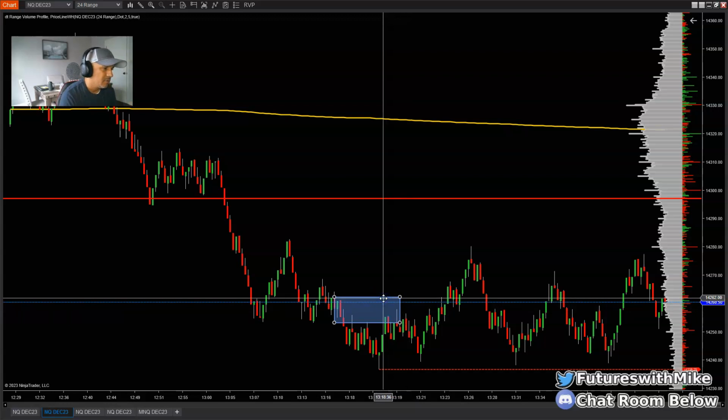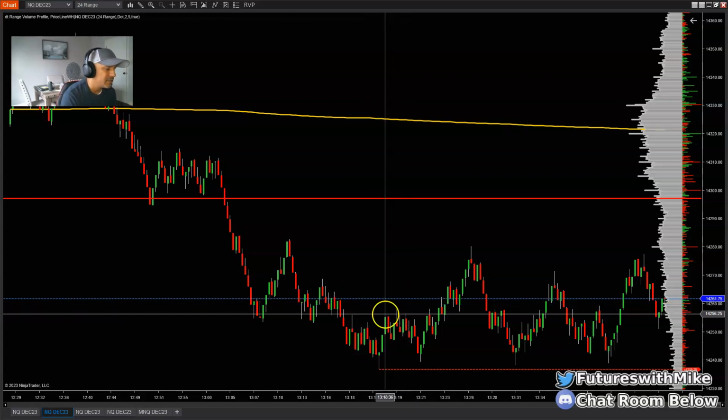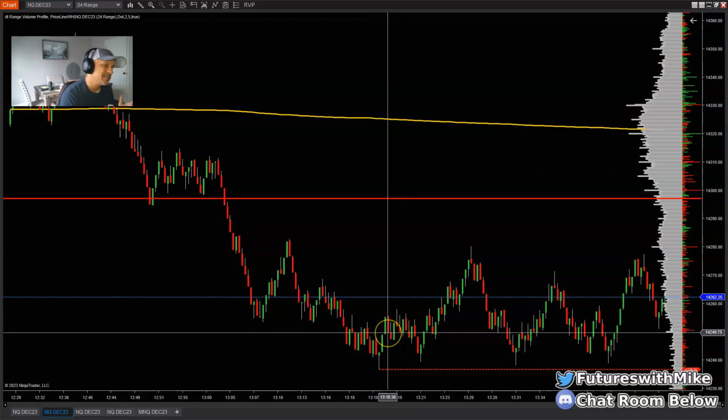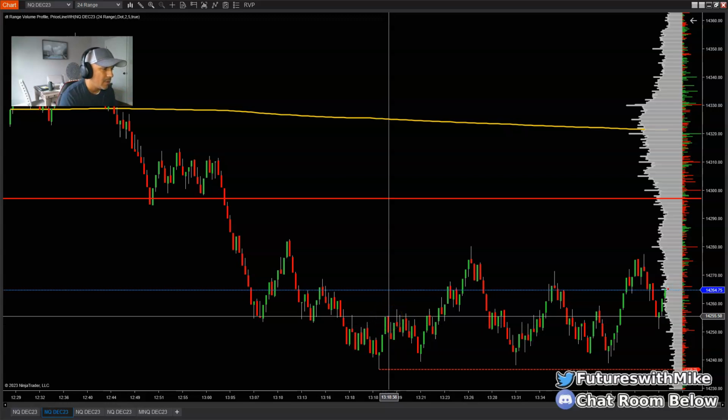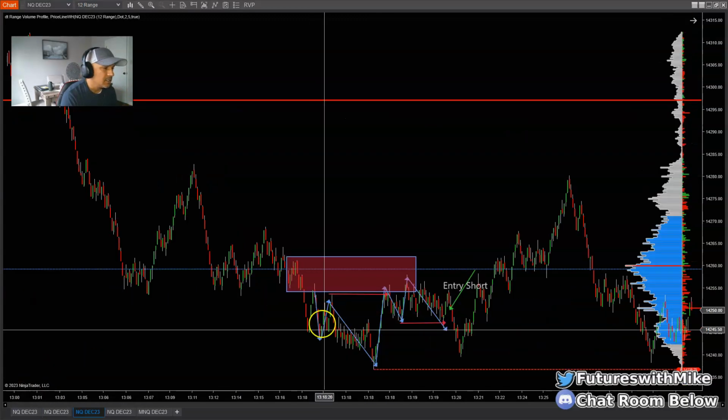I talk about low probability. I talk about high probability in videos. This is a low probability setup, but that does not always mean that price is not going to still reject that area. So it pulls back to that area. At that point, when it pulled back to that area, I scale down to my lower time frame, my 12 range chart. So you can see what's going on here.